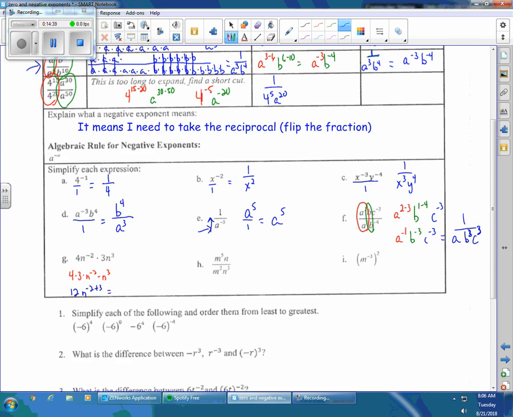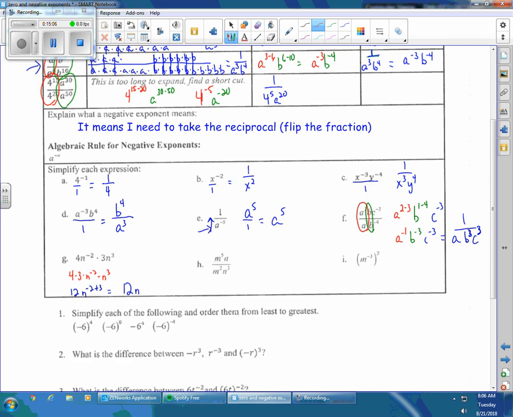So when I simplify this further, I'm going to have 12n. Negative 2 plus 3 is 1. So it's going to be 12n to the first power, or just 12n. I hope that makes sense to you. These are a little bit more complicated, I get that, and now we're bringing back in some of the older properties that we were looking at in previous lessons.